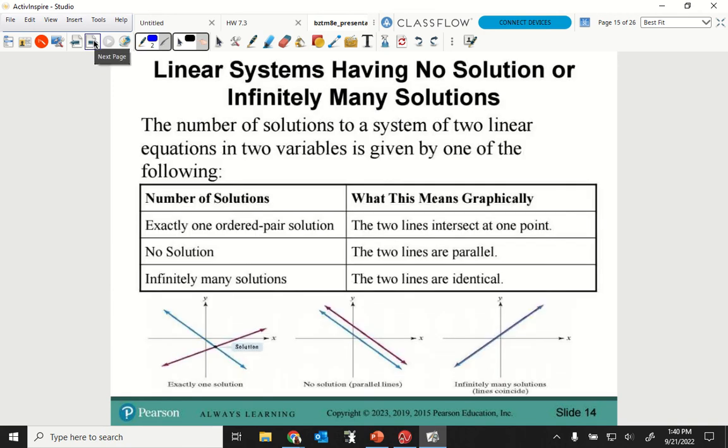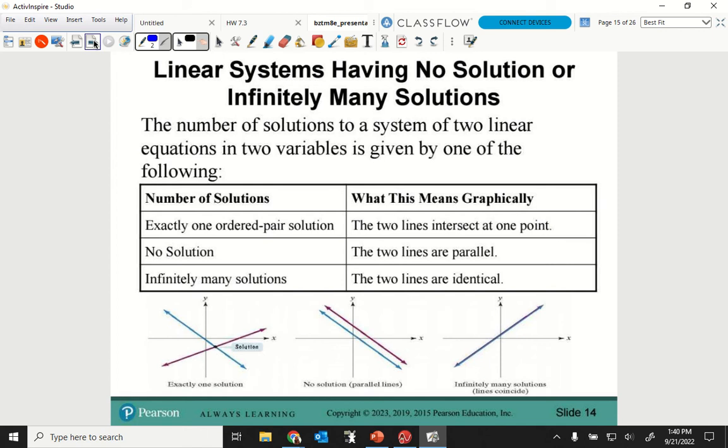Linear system having no solution or infinitely many solutions. So I'm going to do this next example, but I'm going to skip the example after it because it's actually pretty easy. So exactly one ordered pair, when I have 2 lines that cross, they cross only at one singular point.